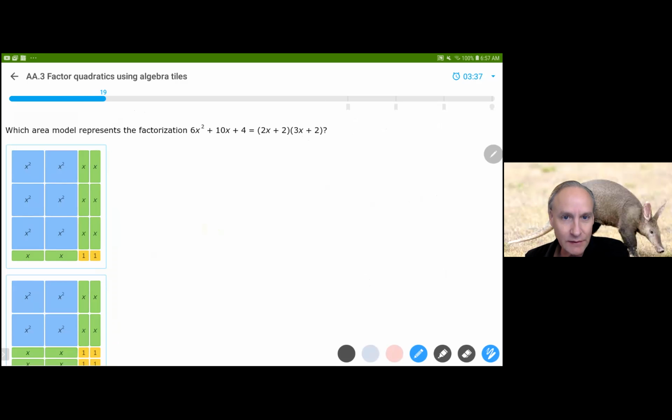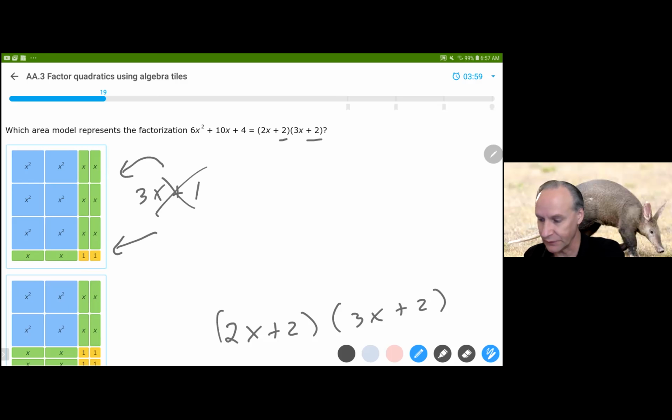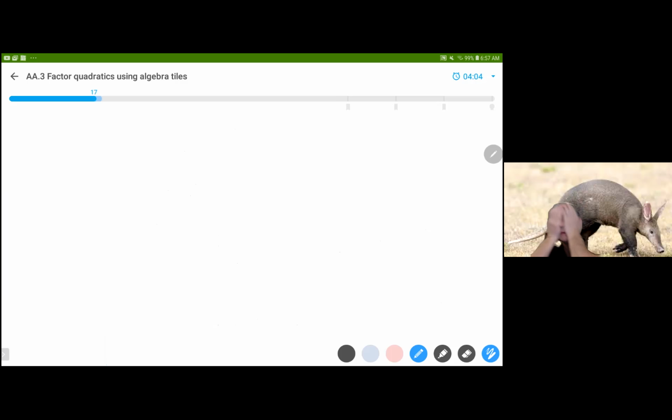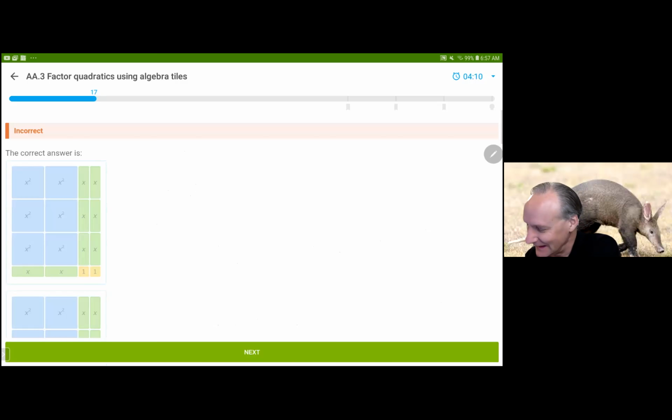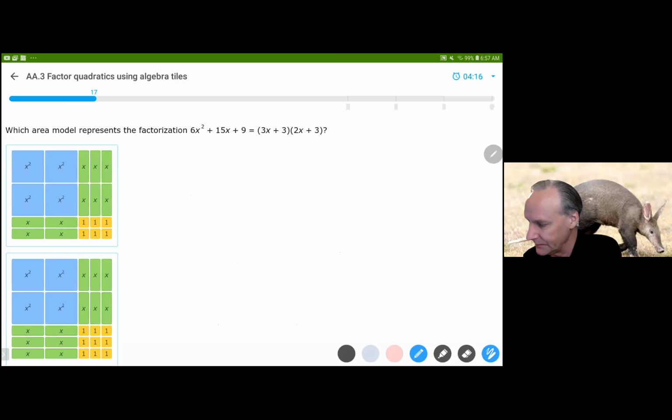Now this one is 2x plus 2. Let's write it down here so it's down at the bottom. 2x plus 2 times 3x plus 2. Well, this time we want to get 4 units down in the corner. Well, this one is 2x plus 2, which is nice, but it's 3x plus 1, isn't it? That is not it, because that's 3x plus 1 right there. This one is 2x plus 2. Oh, touched it. Darn it. I hate it when that happens. Yeah, I know. That was a perfect square trinomial. I got to quit touching them.